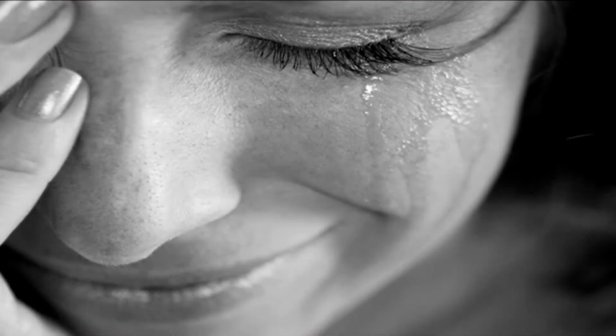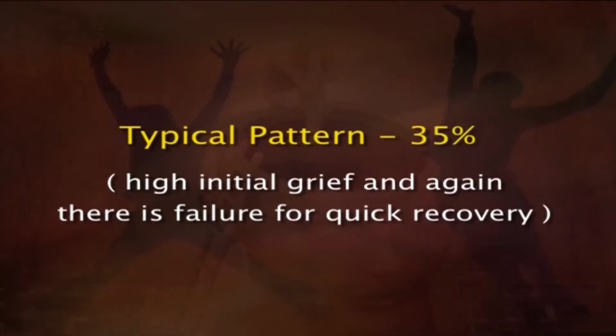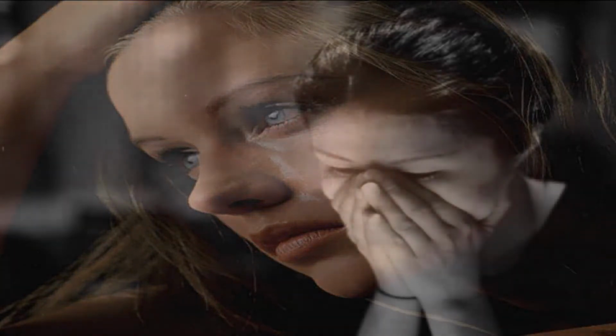4 patterns of grieving. In the typical pattern, 35% of the people have this pattern. There is high initial grief, and again there is failure for quick recovery. So, here in the typical case, that is, the majority of people have this typical response to grief. There is initially a high level of distress, and also the recovery is slow.